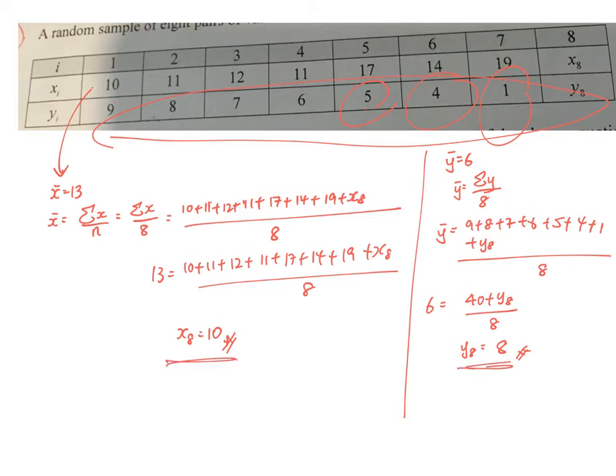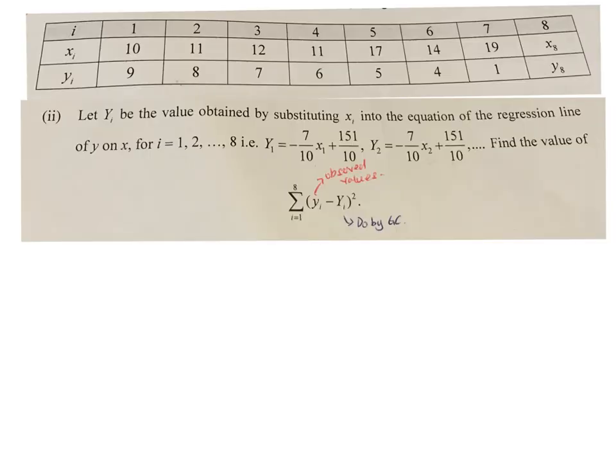Okay, right, so basically the idea here is that to find an unknown pair of values, we can actually use the x bar and y bar. Okay, let Yi be the value obtained by substituting xi into the equation of the regression line of y onto x, for i equals 1, 2, ..., 8. Y1 equals -7x, Y2, so on and so forth. So we need to find the value of this.